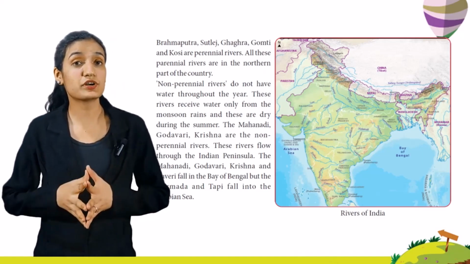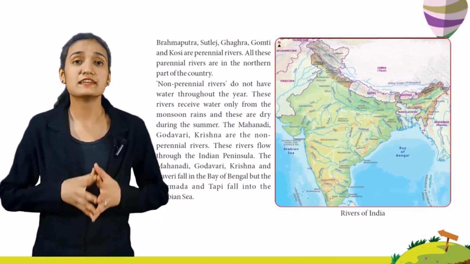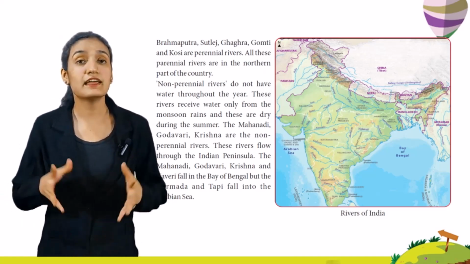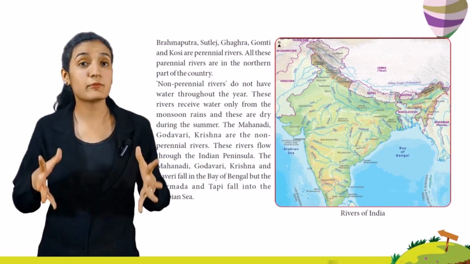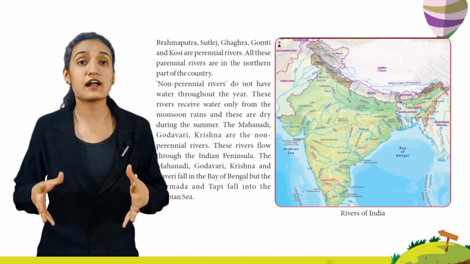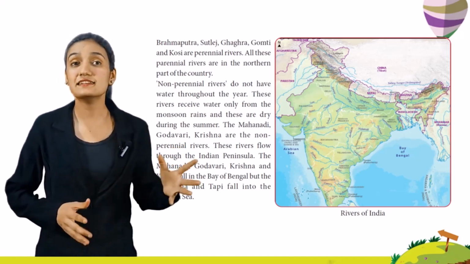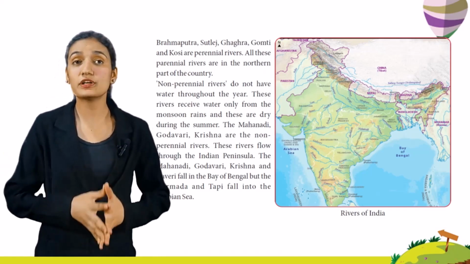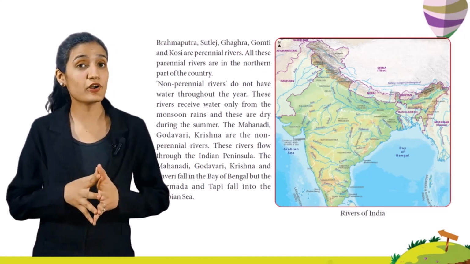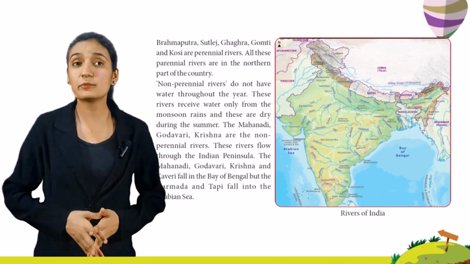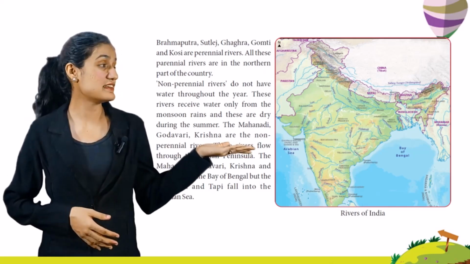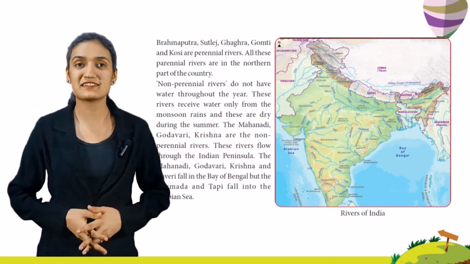Non-perennial rivers do not have water throughout the year. These rivers receive water only from the monsoon rains and these are dry during the summers. The Mahanadi, Godavari, Krishna are the non-perennial rivers. These rivers flow through the Indian peninsula. The Mahanadi, Godavari, Krishna and Kaveri fall in the Bay of Bengal, but the Narmada and Tapi fall into the Arabian Sea. You can see the rivers of India.